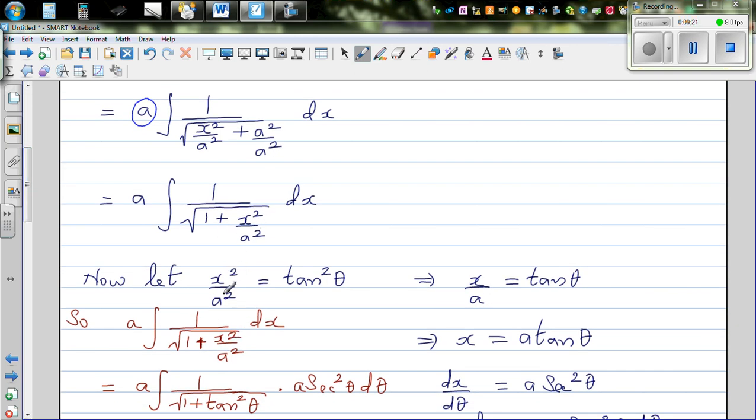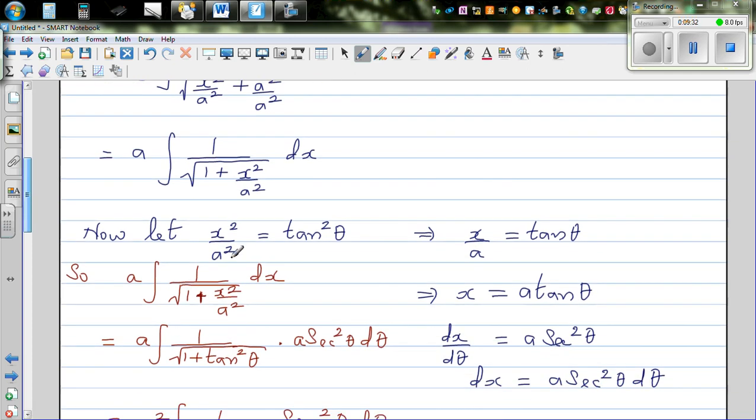And I'm letting x squared over a squared be tan squared theta, which implies x over a is tan theta. And this implies x is a tan theta. And differentiating both sides, dx by d theta is a sec squared theta. So in place of dx, I can write a sec squared theta d theta. So I've rewritten this again. So this is here again. So a is a, and x squared over a squared is tan squared theta.